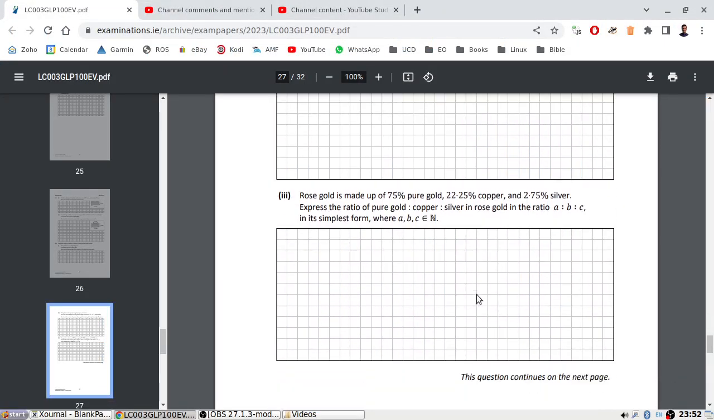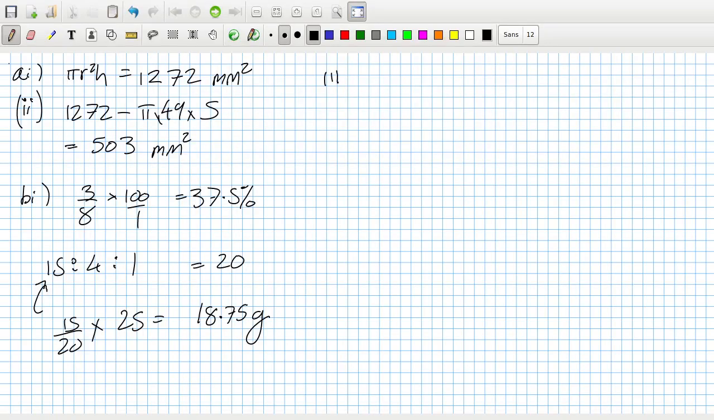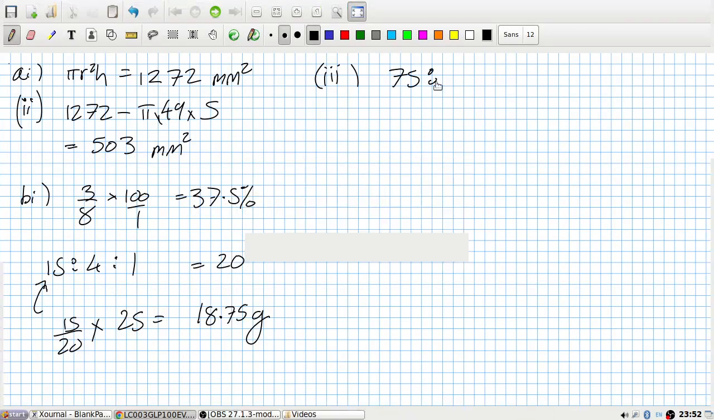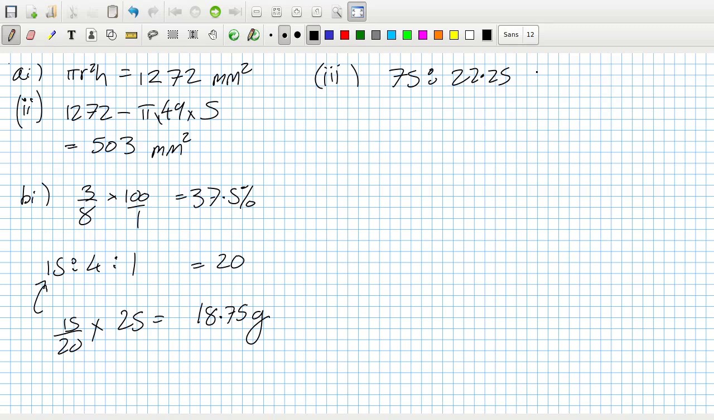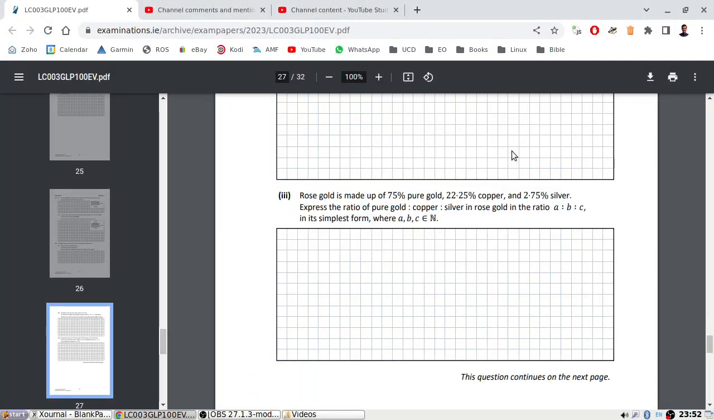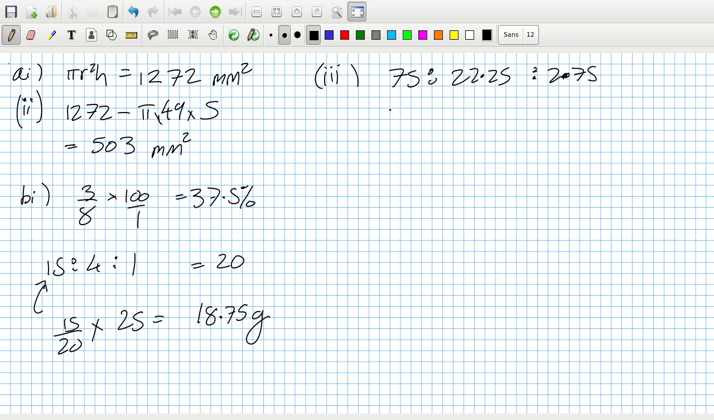Rose gold is made up of 75 pure gold, 22. Express this as a ratio, okay? So that is 75 to 22.25 to 2.75 in its simplest form. I'm going to multiply by 100 to get rid of the decimal. But the question is, can I simplify? I think I can divide by 5. No, I could divide by 25. So that would be 11, that would be 89, that would be 300. 11 is prime, but can I divide 89 by 11? I cannot. So we're done.